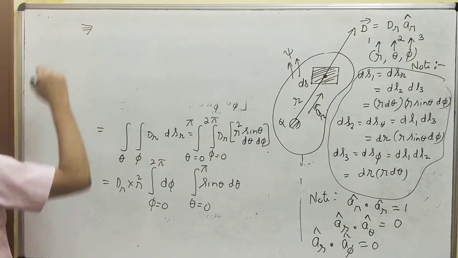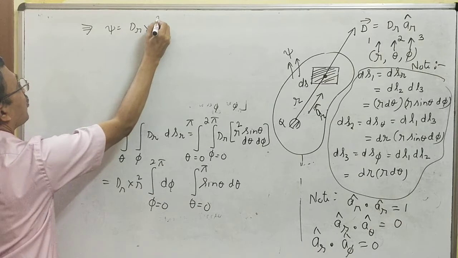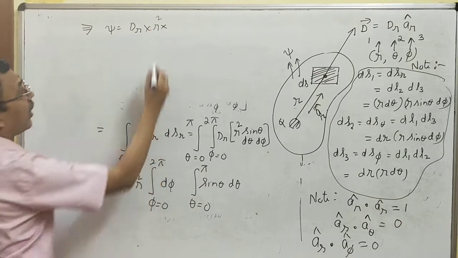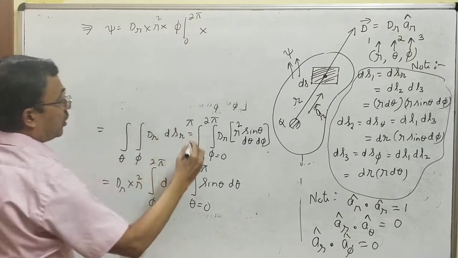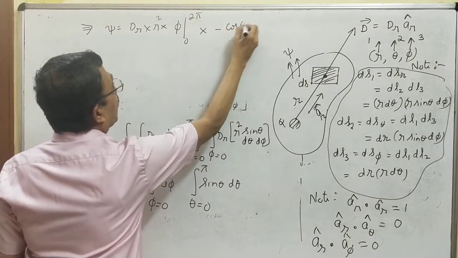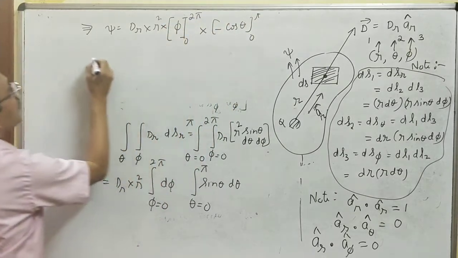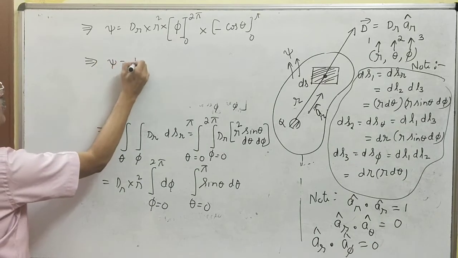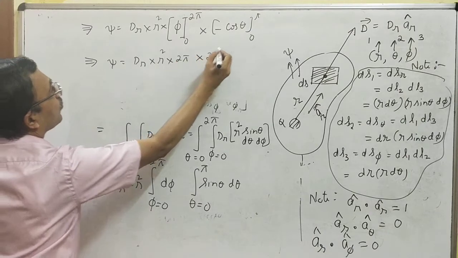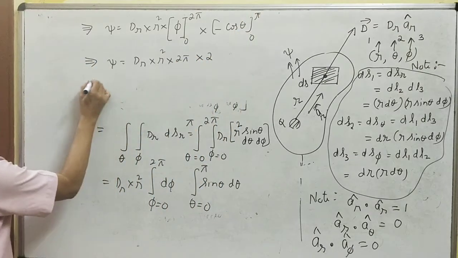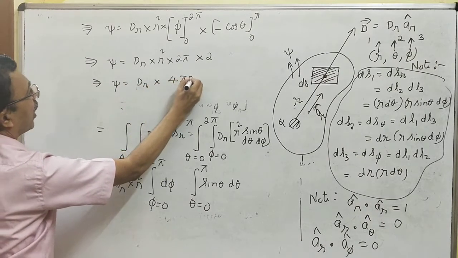This implies psi is equal to Dr into r square. If you integrate d phi, you get phi, limits between 0 and 2 pi, into sin theta. If you integrate, you get minus cos theta between 0 and pi. So psi is equal to Dr into r square into 2 pi into 2. So psi is equal to Dr into 4 pi r square.